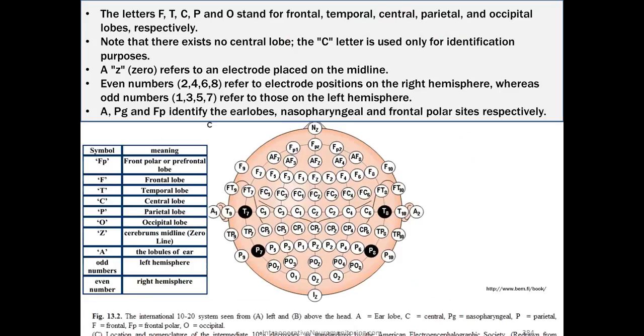The letters F, T, C, P, and O stand for frontal, temporal, central, parietal, and occipital lobes, respectively. Note that there exists no central lobe. The letter C is used only for identification purposes for the central area. A Z or a zero refers to an electrode placed on the midline. Even numbers are on the right side, whereas odds are on the left side. The letters A, NP, and FP identify earlobes, nasopharyngeal, and frontal polar sites, respectively. And then we have a chart saying pretty much the same thing on the left there, as well as the key at the bottom of this picture.